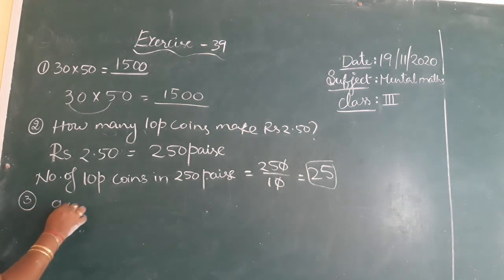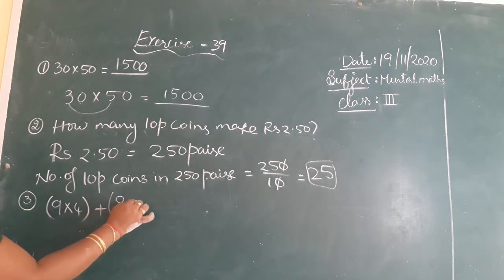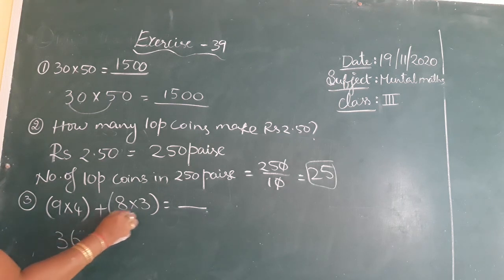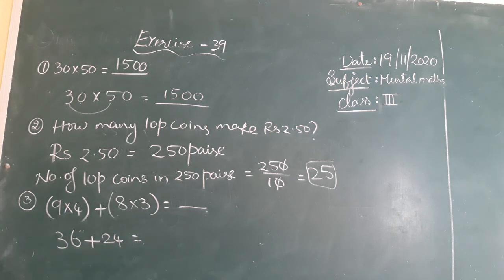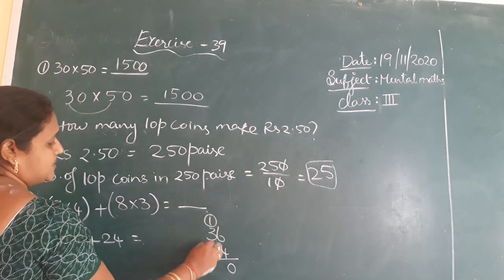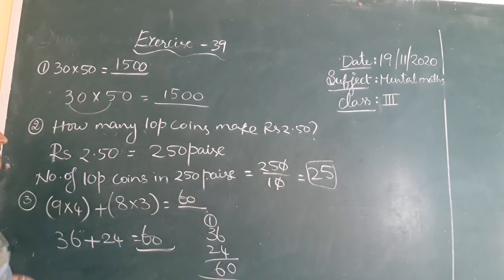9 into 4 plus 8 into 3 equal to how much? First you have to multiply 9 into 4. What will you get? 9 into 4 means 9 fours. What is 9 fours? 36, plus 8 threes, 24. If you add 36 and 24, you will get the answer. 6 plus 4, 10. 3 plus 2, 5. 5 plus 1, 6, 60. So the answer is 60.